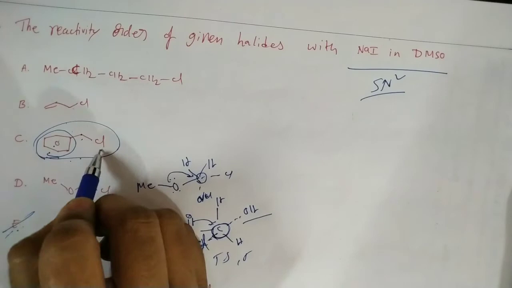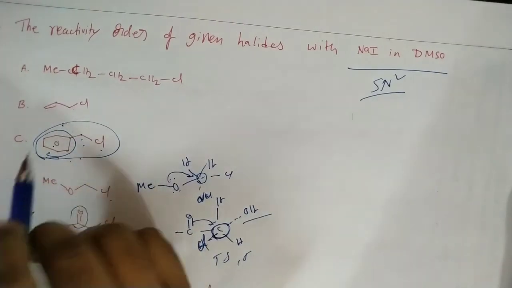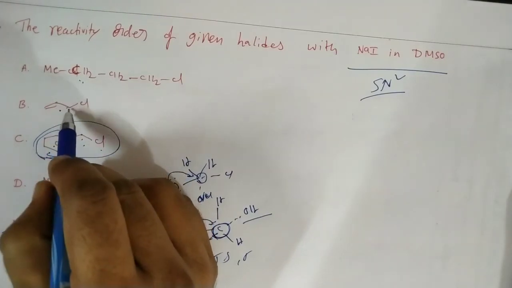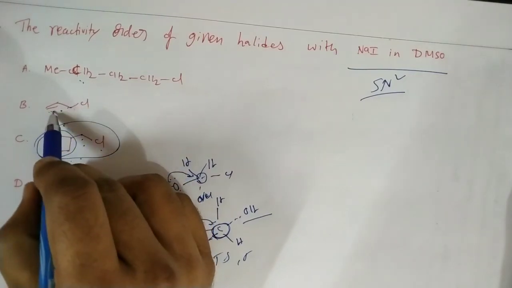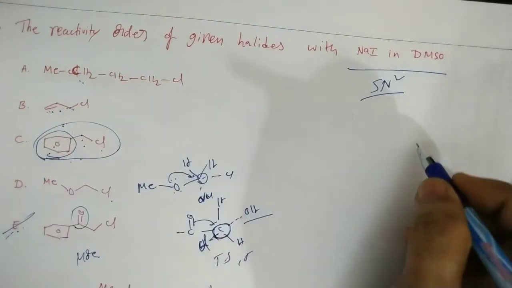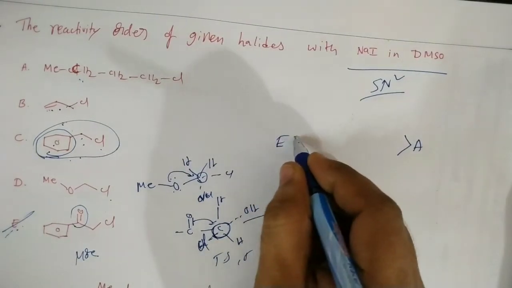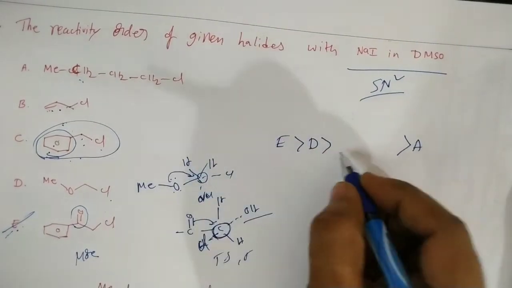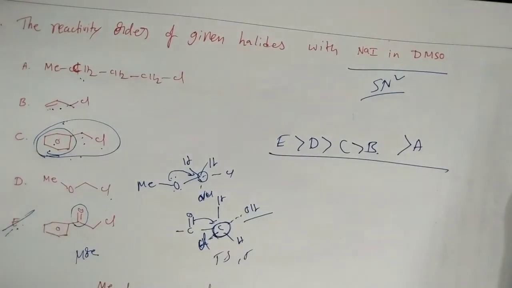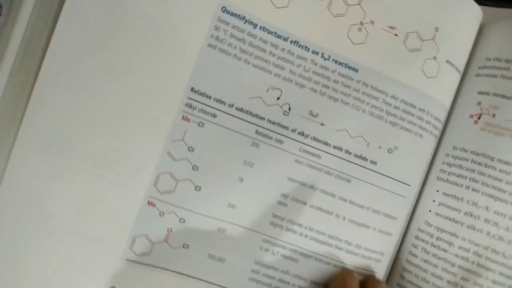So that's why benzyl halide is more reactive than the allyl halide in SN2 reaction. Now between these two, again allyl halide is more reactive because the transition state is stabilized by the pi conjugation. So finally that is the least reactive. So A, no conjugation, no stability. And next E is more reactive, then D and C, and then B. Okay, that's it. So in this case you can see the relative rate of these compounds.